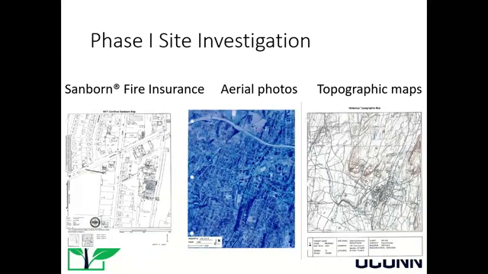Typically, the types of maps included in those Phase 1 site investigations are the Sanborn fire insurance maps. Those maps were used for assessing the risk of particular properties by insurance agents back in the day. They date back to the 1800s, but we still use them for environmental site assessments because they show the change in the property through the years. It gives you a timeline of what has happened at the site since the 1800s. We also have aerial photos and topographic maps, and the report will have those maps in the appendix.